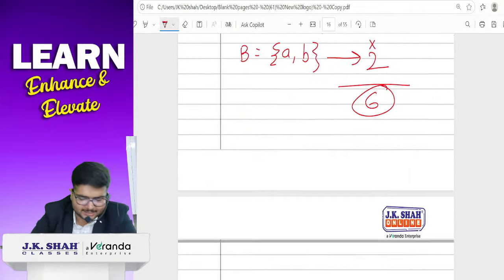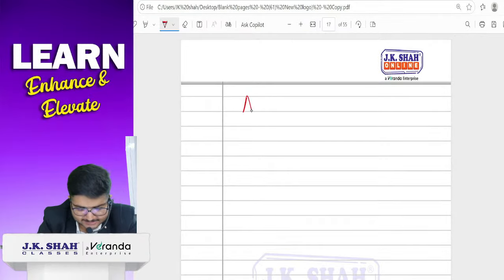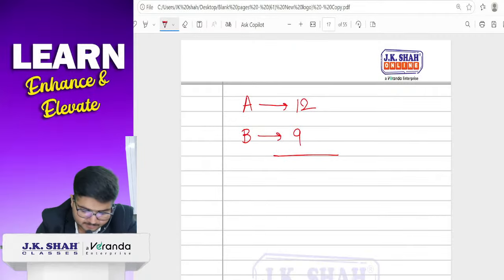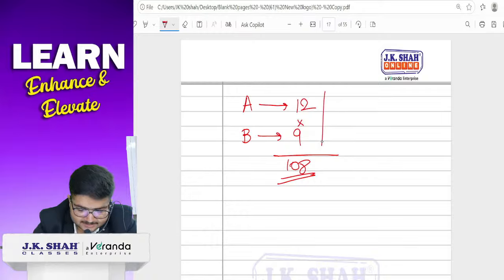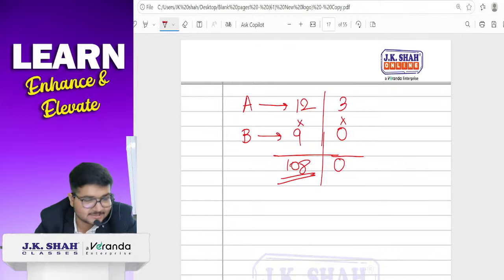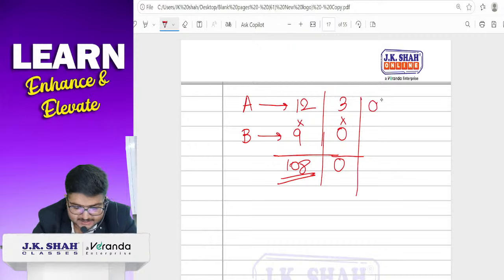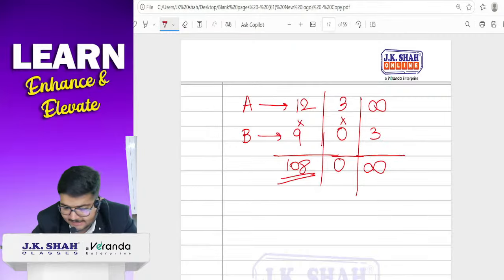Sir, are you trying to tell us that if set A has 12 elements and set B has 9 elements, how many ordered pairs will be formed? 12 nines are 108. There will be 108 ordered pairs. Understood everybody? Sir, that means if A has 3 elements and B has 0 elements, then 3 zeros are 0. There will be 0 ordered pairs formed. Right? If A has an infinite number of elements and B has 3 elements, ordered pairs will be infinite.